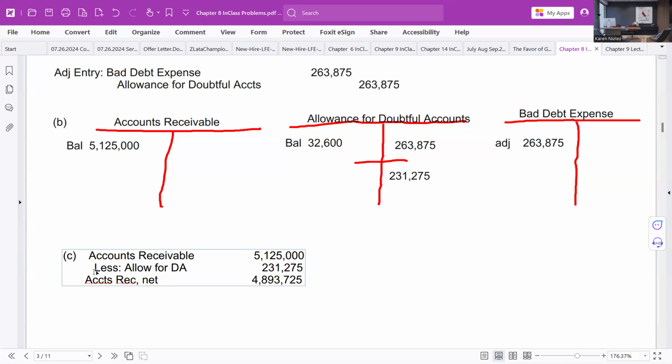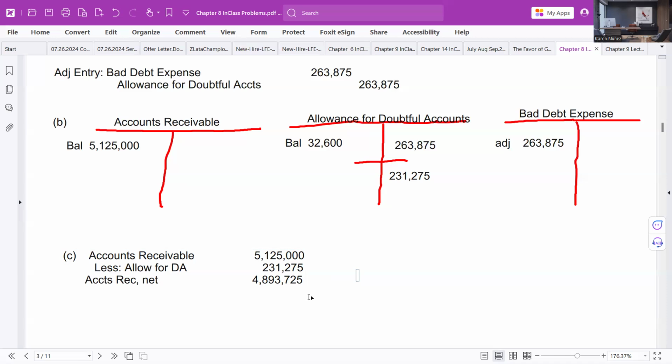So again, what we're obligated to do is to report those receivables at the net amount that we actually expect to be able to recover, right? We only expect to be able to recover 4,893,725, not 5,125. So that's what we want to report, the net realizable value of the accounts receivable. Okay, that's the percent of sales method.